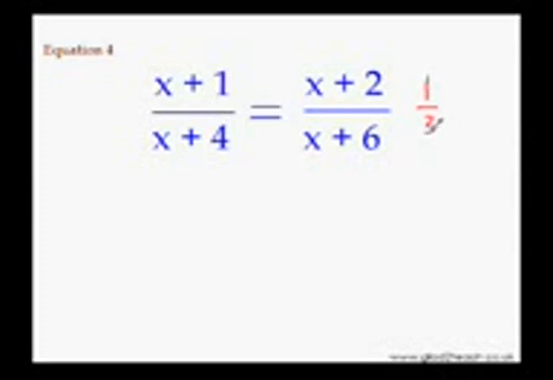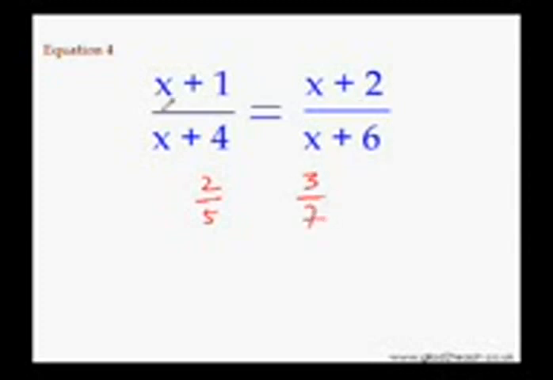So obviously 1 over 3 is not equal to 1 over 4. So now let us try the next value, that is put x equal to 1. 1 plus 1 is 2 and 1 plus 4 is 5. So this is 2 over 5. Similarly, this will be 3 over 7. Obviously they are not equal.